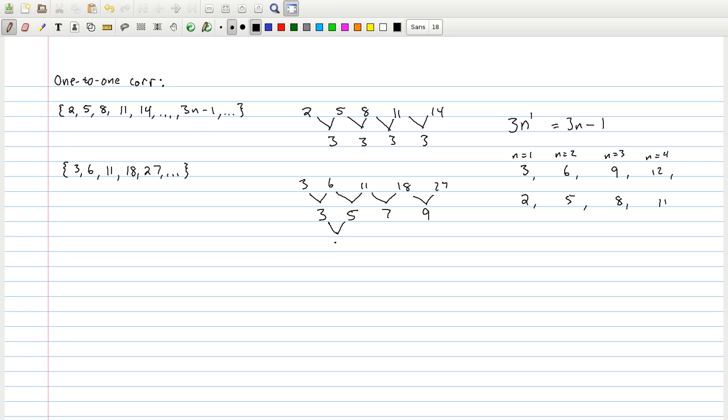5 subtract 3 is 2. 7 subtract 5 is 2. 9 subtract 7 is 2. Now this is a good sign. The fact that we have the same number all throughout here says that we had to do 2 layers of differences. On the previous sequence, we had to do 1 difference, so our answer looked like n to the 1.